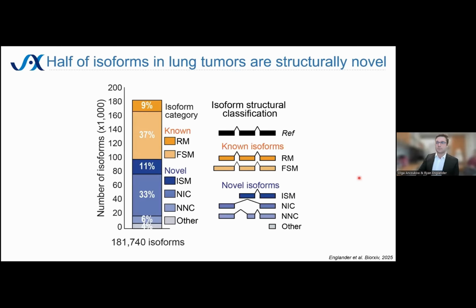And so zooming back out to that 30,000-foot view of what we identified with our long-read sequencing technology, we identified over 180,000 isoforms. To put that number into context, that is about three-quarters of the size of the human reference transcriptome at the time that we did this work.